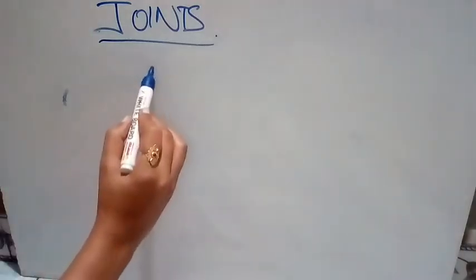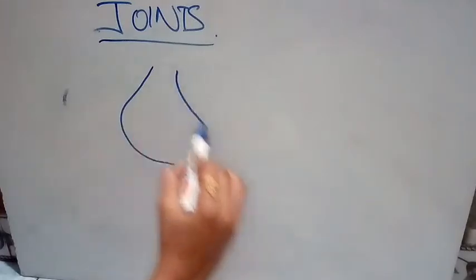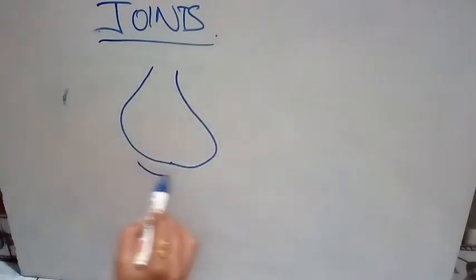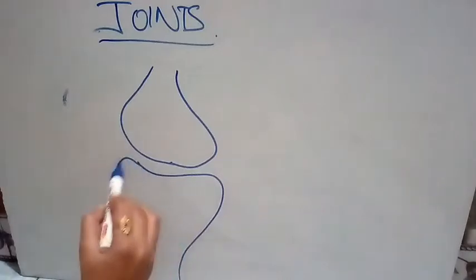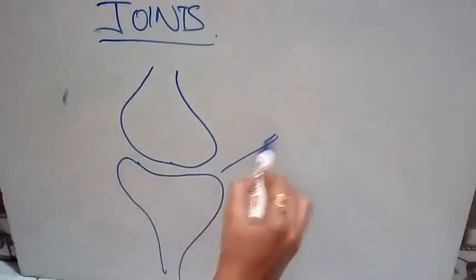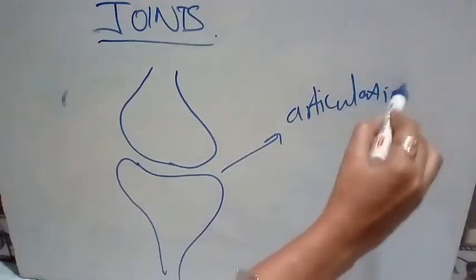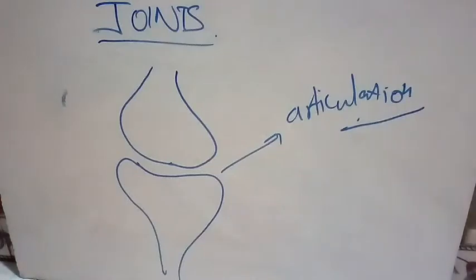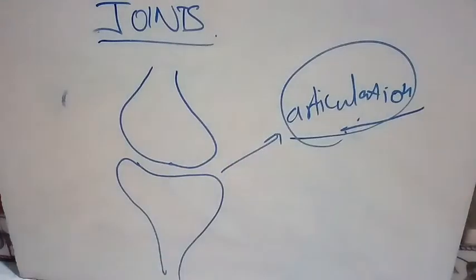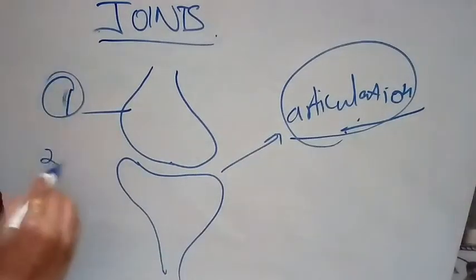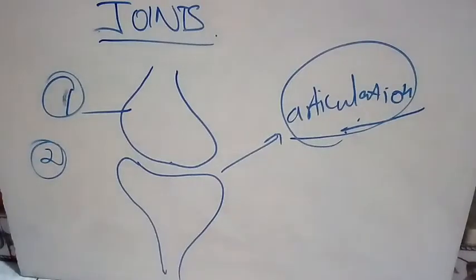In bones, it means this is the articulation point. Two bones, 1 and 2. Any two bones attached together is called a joint. In the body, a lot of joints are there. Let's go and see what the joints are.